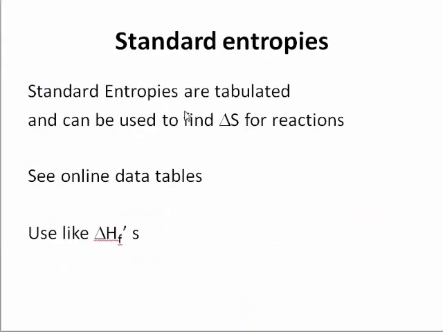Alright, it's useful to be able to find delta S for processes other than phase transitions. Standard entropies are tabulated and can be used to find delta S for reactions. Now these are actual entropies for substances under standard conditions. You will have online data tables available to you to seek out these standard entropies. As you will see, they're used much like enthalpies of formation.